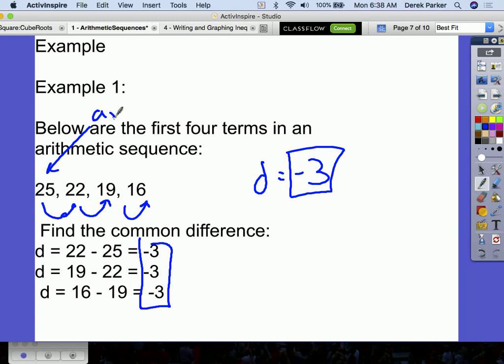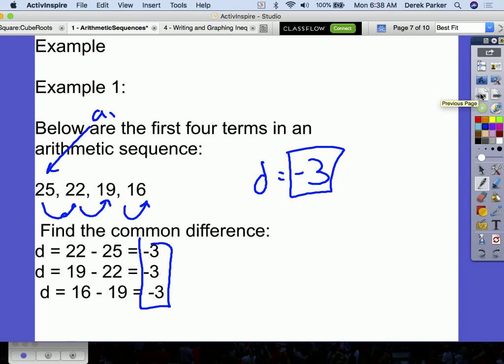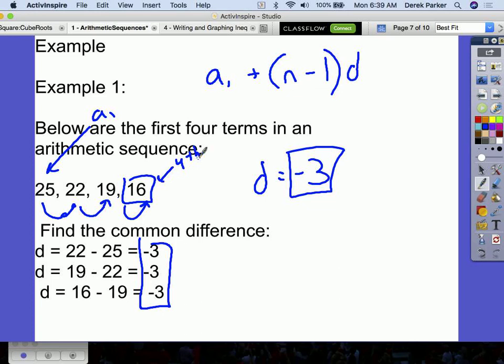Now, let's say I wanted to write an equation, okay? And I go a1 plus n minus 1 times d. Okay, that's the equation I want to use. And since we know it's 16, let's find the 4th term in the sequence. So we go a1, which is 25, so let's plug that in. 25 plus nth term, 4 minus 1, times -3.